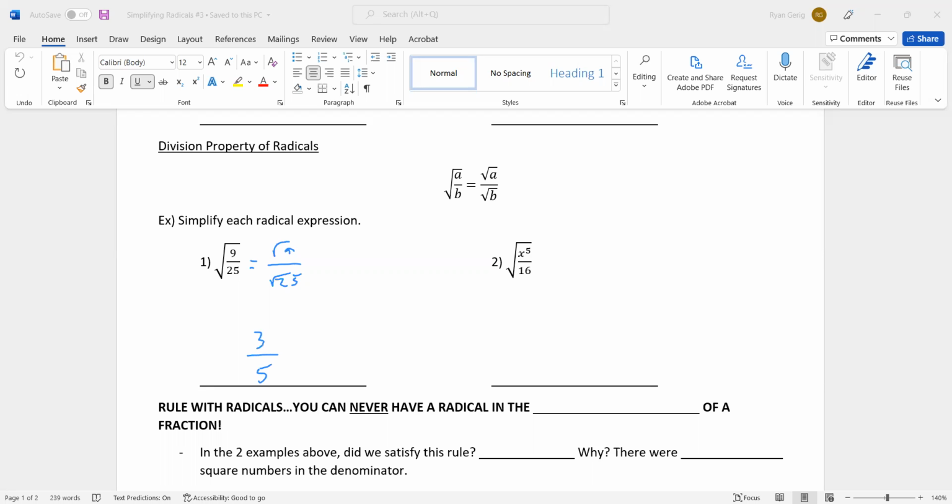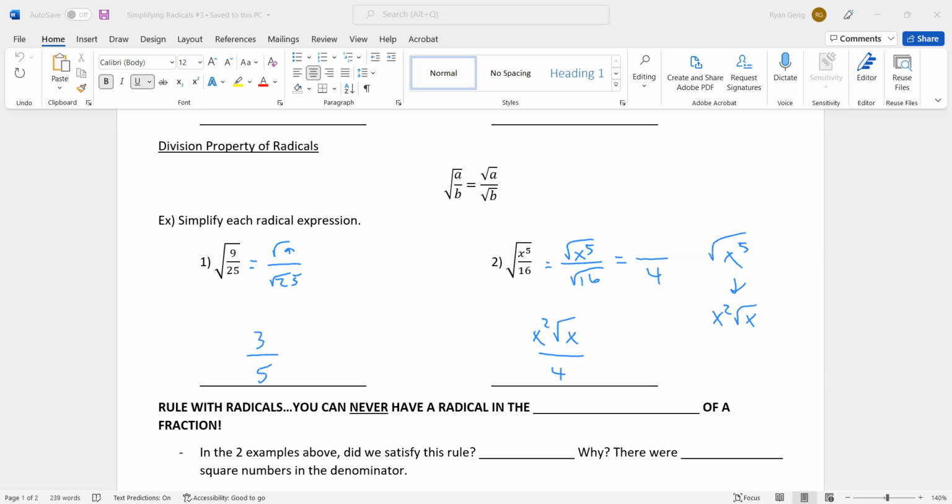Second one, maybe not quite as nice, but still pretty nice. X to the 5th and the square root of 16. Well, the square root of 16 is 4, right? Now, the square root of x to the 5th, I got to do a little work. So I'm going to put 4 here. X to the 5th, not a lot of work, but a little bit of work. It's odd. The even number right below it is 4. Half of 4 is 2 with a leftover x. That goes on top. So x squared radical x. And I'm done with that.